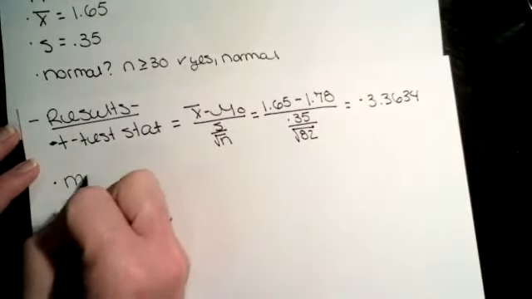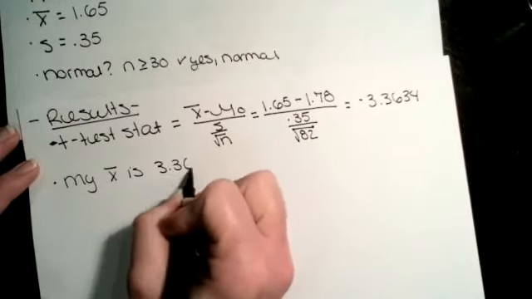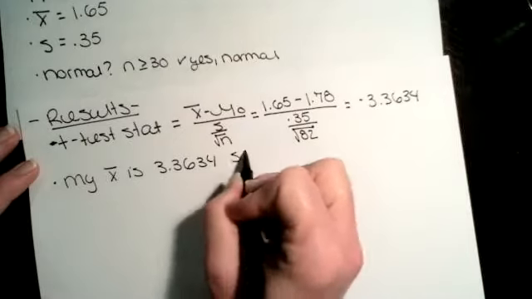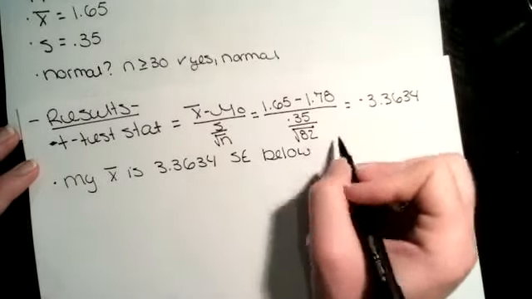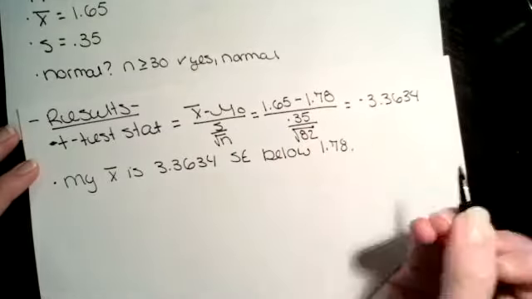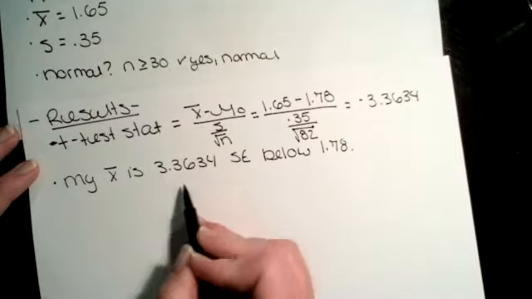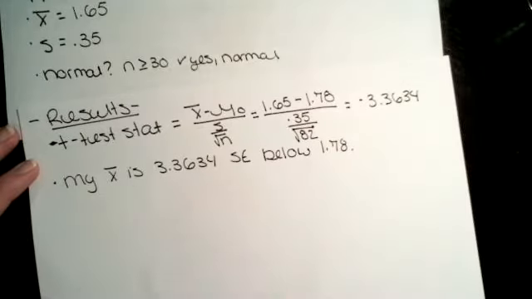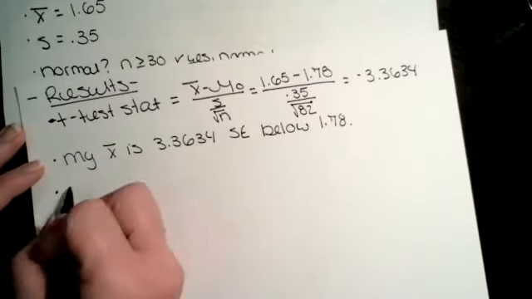So I'm going to say my X bar is 3.3634 standard errors below my center of 1.78. The reason why I say below is because it's negative. I don't need to include the negative here because I'm saying below. That's saying that it's negative. The next thing I want to do is I want to calculate the p-value.